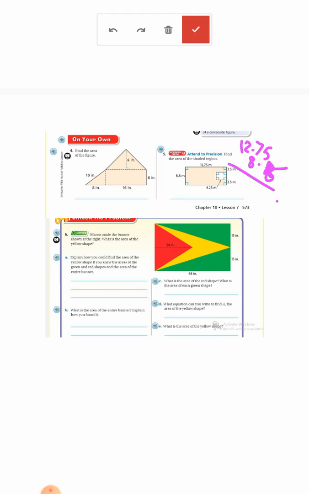8 multiply 5, 40, 0 and carry up 4, 8 multiply 7, 56, plus 4, 60 and carry up 6, 2 multiply 8, 16, 2 multiply 8, 16, plus 6 is 22, 2 and carry up 2, 1 multiply 8, 8 plus 2, 10. Then 5 multiply 8 is 40, 0 and carry up 4, 7 multiply 8 is 56 plus 4, 60, 0 and carry up 6, 2 multiply 8, 16 plus 6, 22 and carry up 2, 2 and 1 multiply 8, here 10.